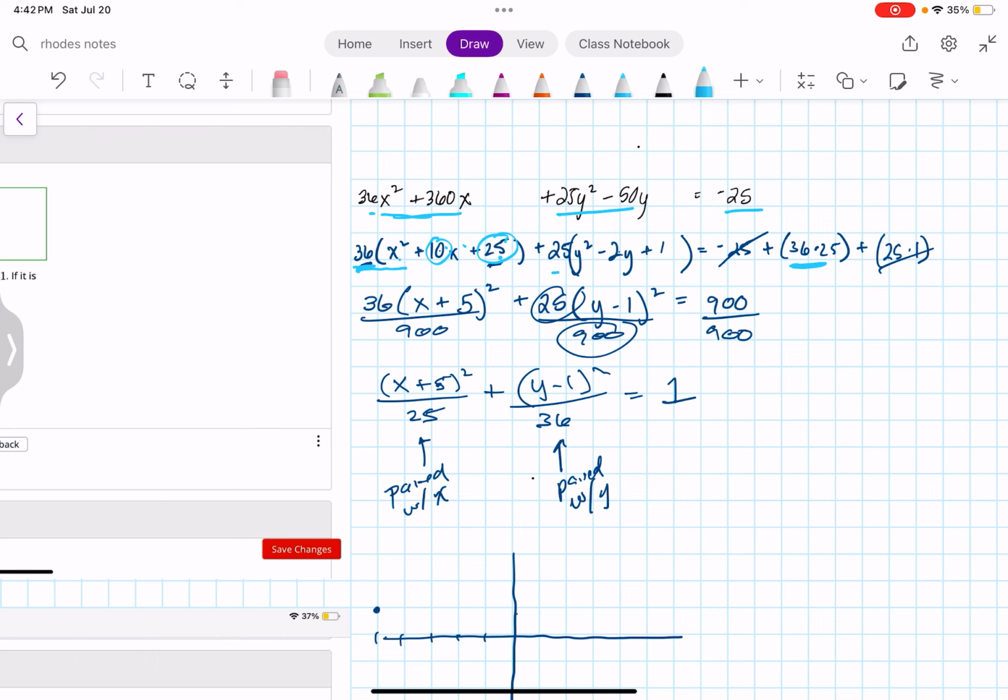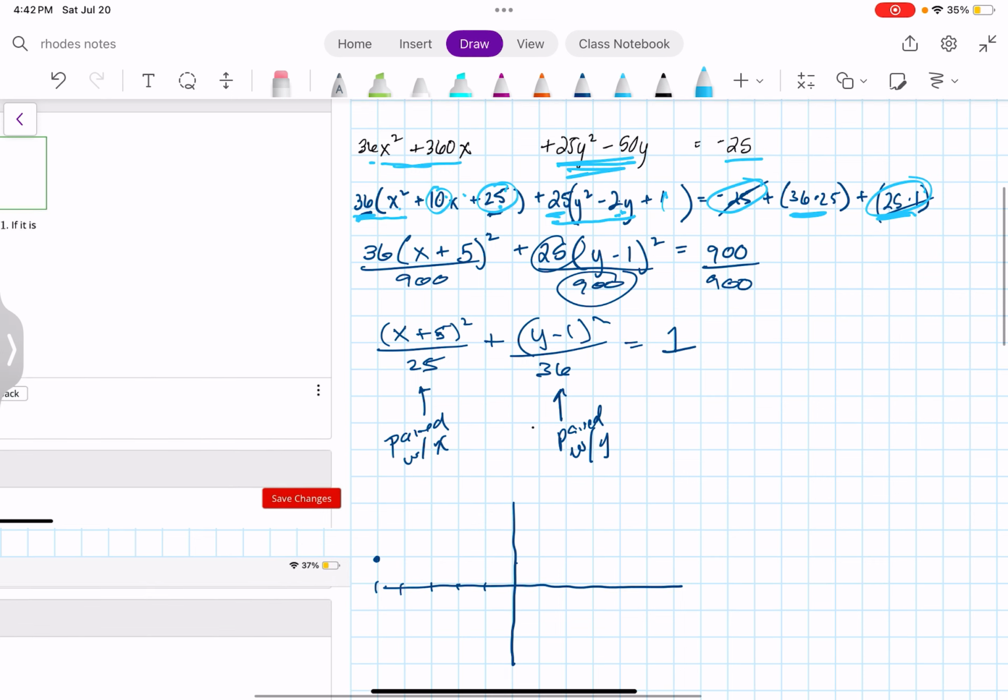Then I came over to the y's. I took a 25 out of that and it left me with y squared minus 2y. Took half of 2, squared it, and got 1. So what I did is I added 1, 25 times, on the left-hand side, so I've got to add 25 to the right. Then what I found out is that those two 25s would cancel, and it'll leave me 36 times 25, which is 900. Okay.